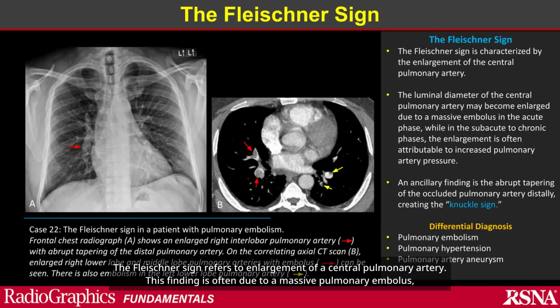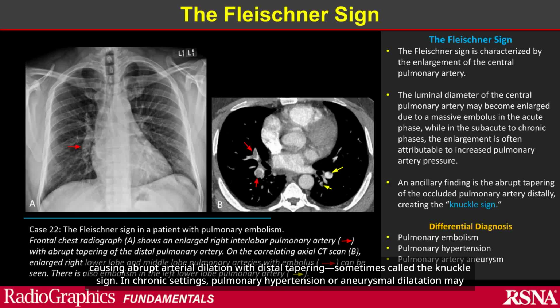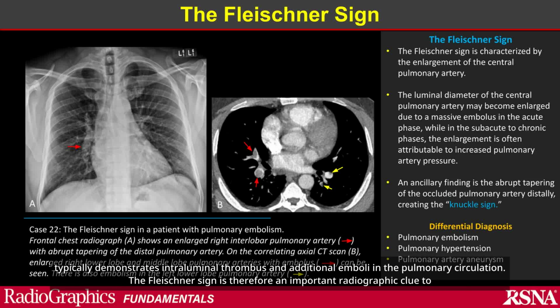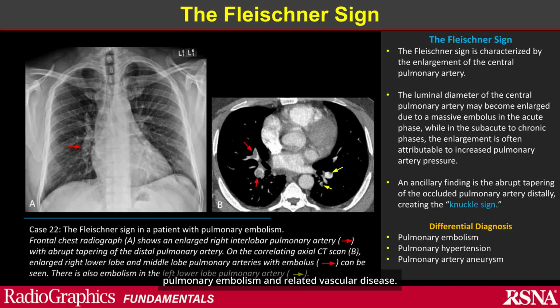The Fleischner sign refers to enlargement of a central pulmonary artery. This finding is often due to a massive pulmonary embolus, causing abrupt arterial dilation with distal tapering, sometimes called the knuckle sign. In chronic settings, pulmonary hypertension or aneurysmal dilatation may also produce the same appearance. On chest radiographs, a disproportionately enlarged interlobar pulmonary artery may be visible. Correlation with CT angiography typically demonstrates intraluminal thrombus and additional emboli in the pulmonary circulation. The Fleischner sign is therefore an important radiographic clue to pulmonary embolism and related vascular disease.